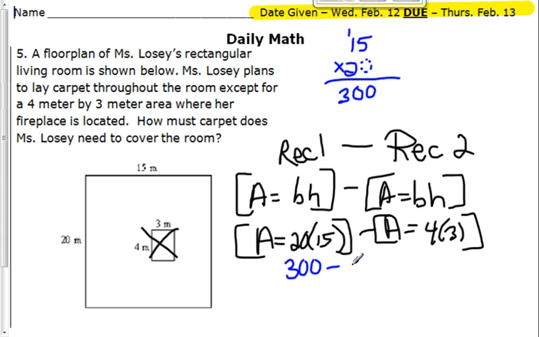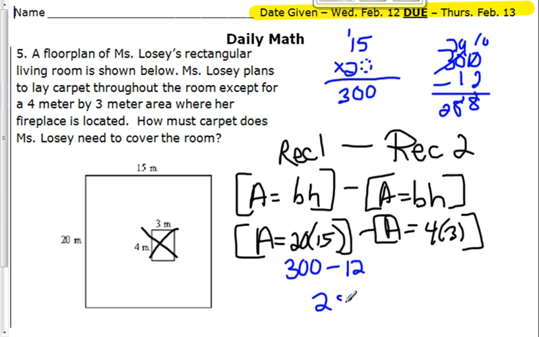minus 4 times 3 is 12. So I actually need to set that up so I can do that. 300 minus 12. So then I had to borrow 1 from that. It became 29 minus 10. 10 minus 2 is 8. 9 minus 1 is 8. So 288. 288 millimeters square is how much carpet it's going to take to cover my living room without my fireplace.